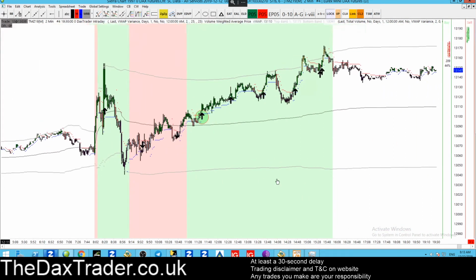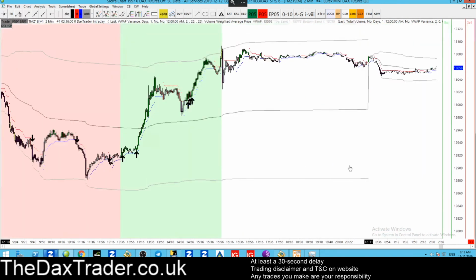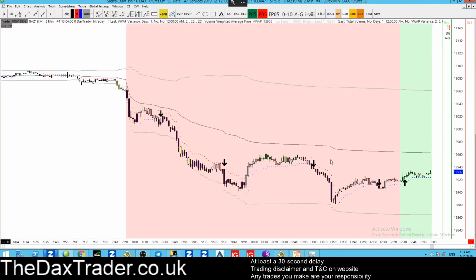But if we just take a look at the simple way of trading it, which is often the easiest one to get your head around, this is from the 10th. Now, of course, I didn't speak about this yesterday because I wasn't here in the morning. I couldn't.